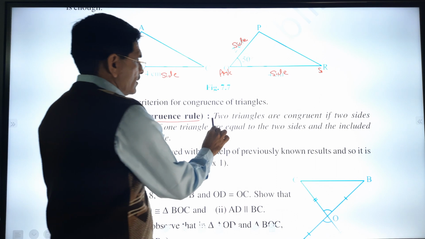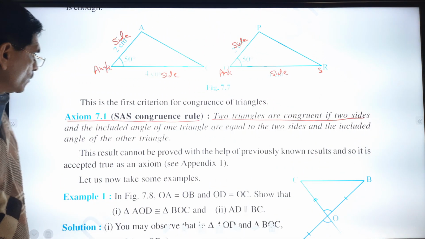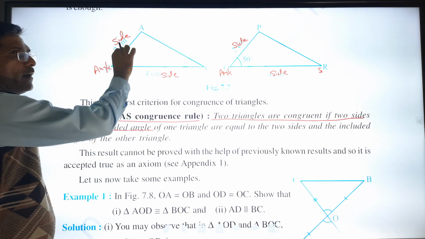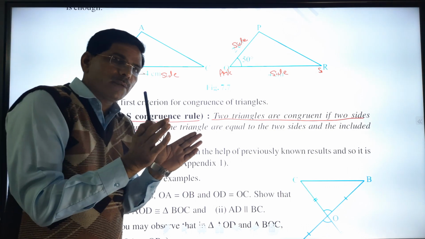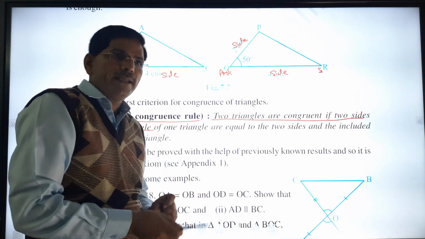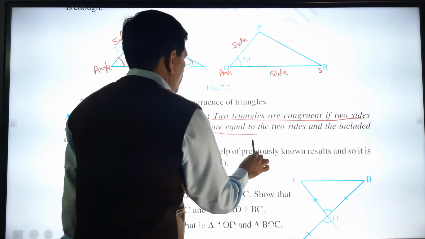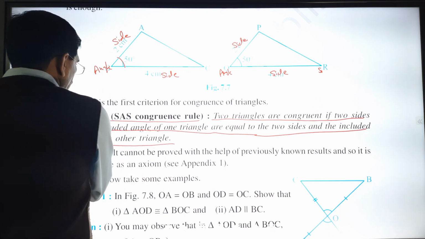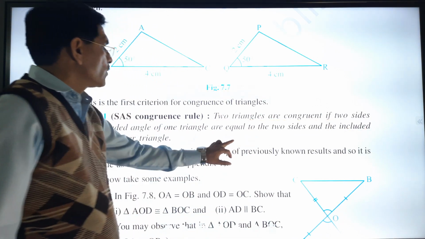2 triangles are congruent if 2 sides and included angle. So between them, it is called included angle. The angle between 2 sides is called included angle. Of one triangle are equal to the 2 sides and included angle of the other triangle. That is called the SAS rule.